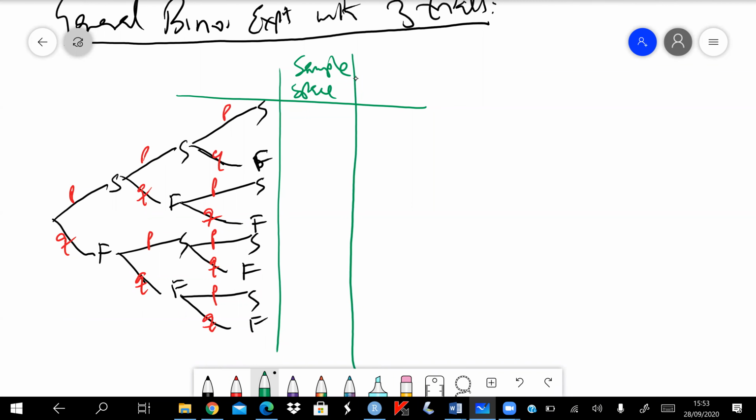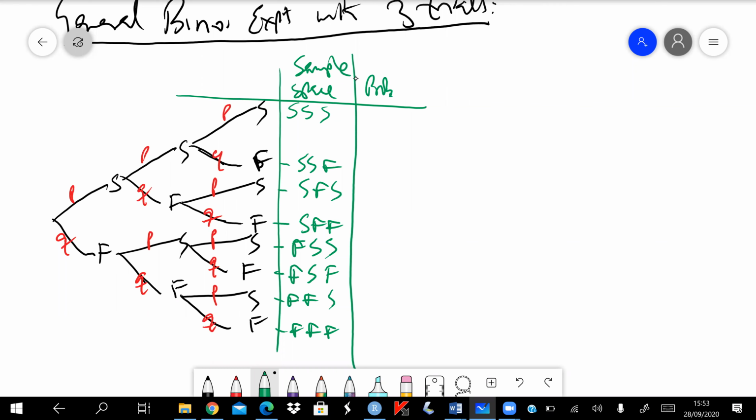The sample space. So here we have SSS, SSF, SFS, SFF. This is FSS, this is FSF, and this is FFS. And finally FFF.